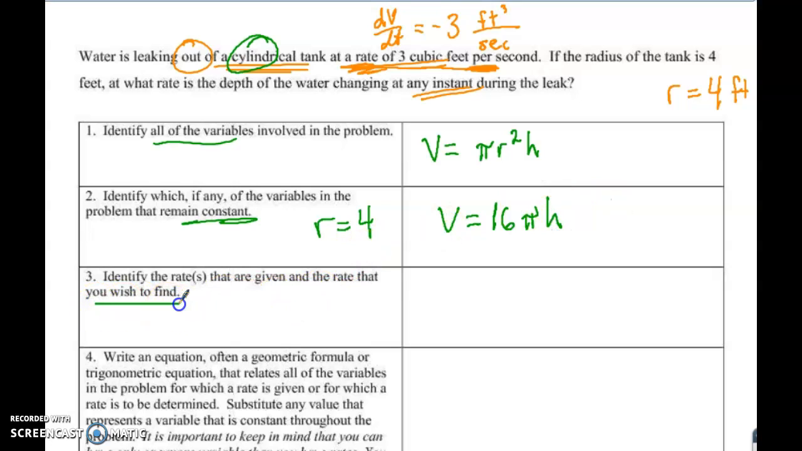And what are we trying to find? We're trying to find the depth of the water, which is really h. I should change colors. The depth of the water is really h, and we want the rate, so we want dh dt. I think I've written everything down. I know what r is. I know what dv dt is.